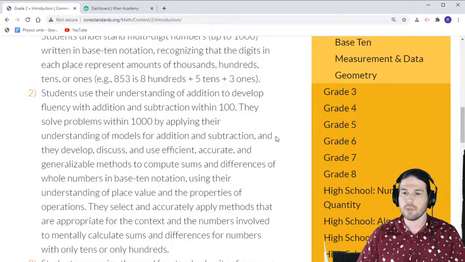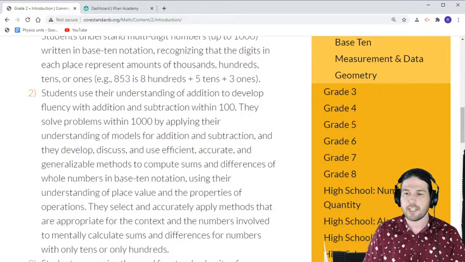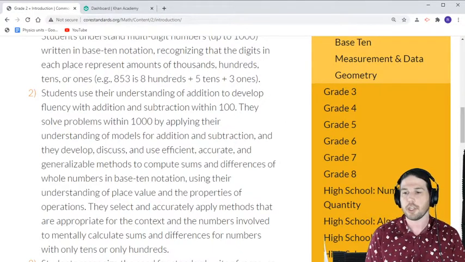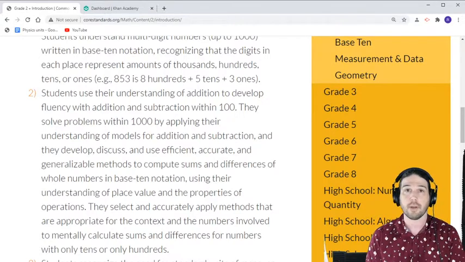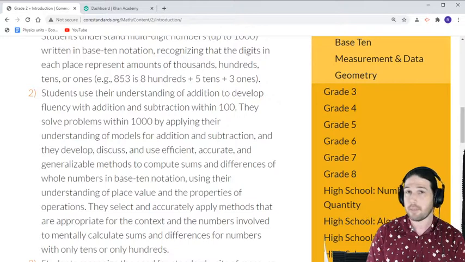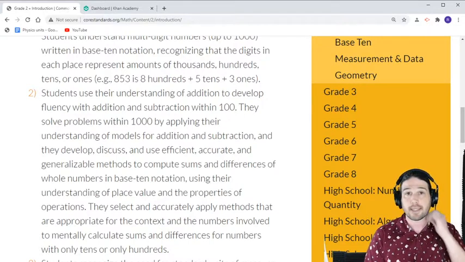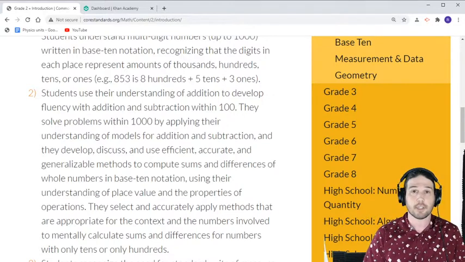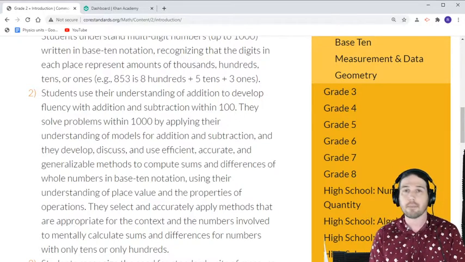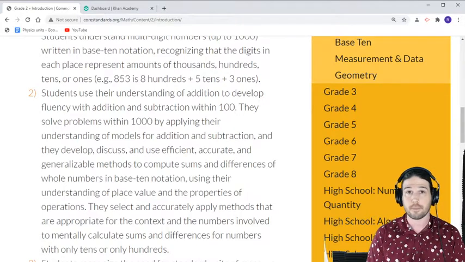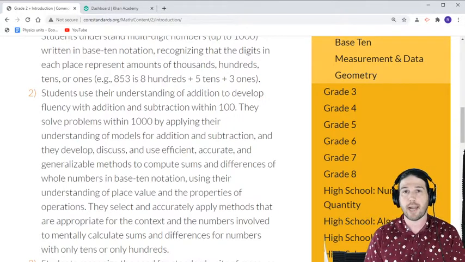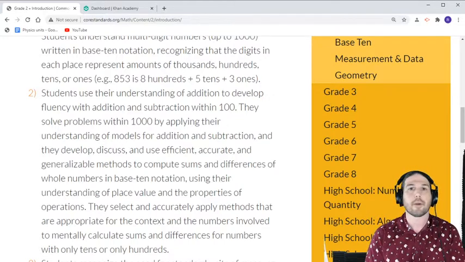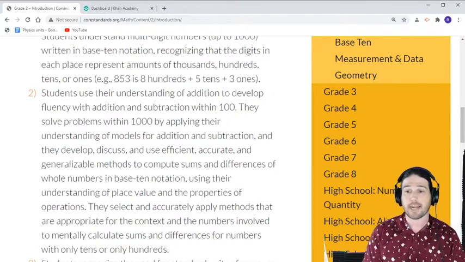Number 2, students use their understanding of addition to develop fluency with addition and subtraction within 100. Fluency just meaning we can do it no problem. This is going to take a lot of repetition. This is going to take a lot of practice. I try very hard to make my practice problems in my classes not feel tedious by using games, by using other ways of connecting. But when it comes right down to it, when it comes to addition and subtraction and later on multiplication, there is no substitute for just practice, practice, practice.